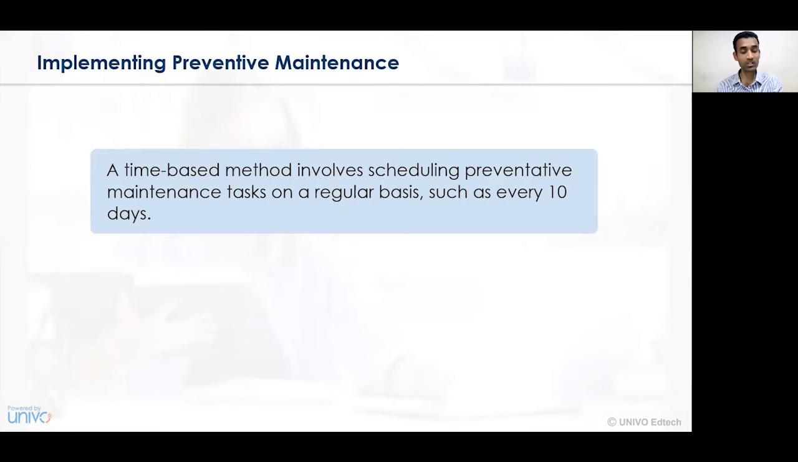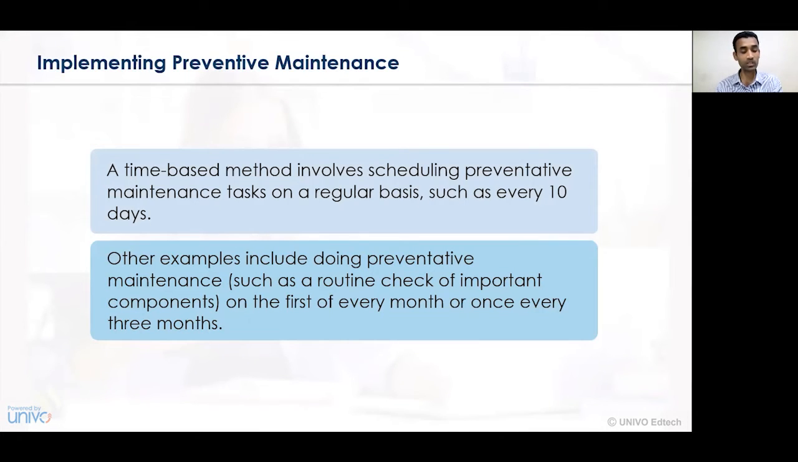A time-based method involves scheduling a preventive maintenance task on a regular basis, such as every 10 days or every specific period. Implementing preventive maintenance is part of a strategy or an activity undertaken at regular intervals. So a business organization must always have a certain schedule and plan which focuses on every activity that needs to be undertaken regularly, after a period of time. Other examples include routine checkup of the important components on the first of every month or every 3 months and so on.